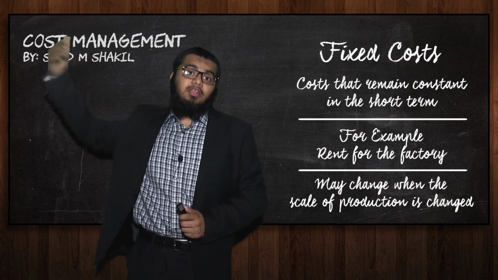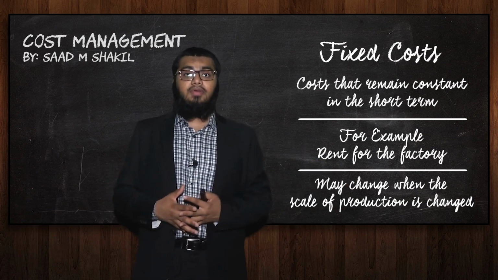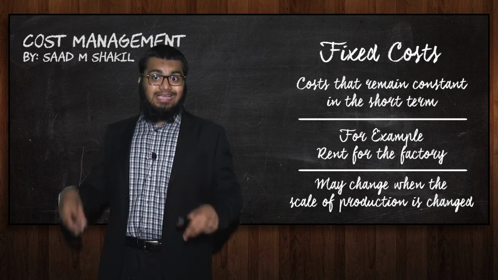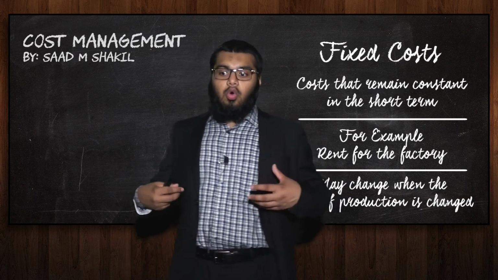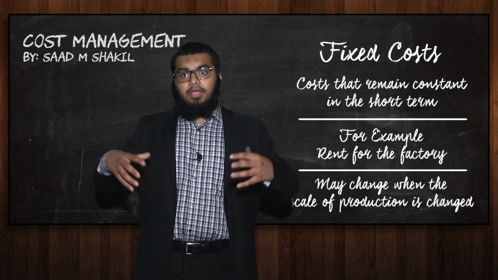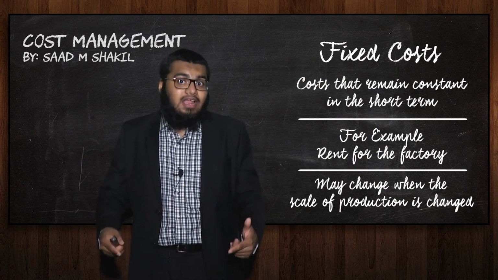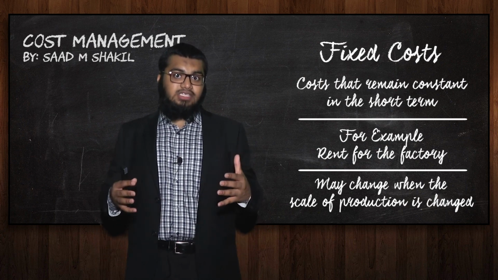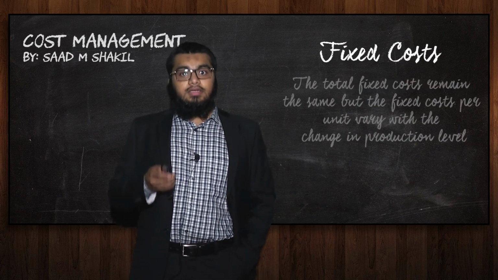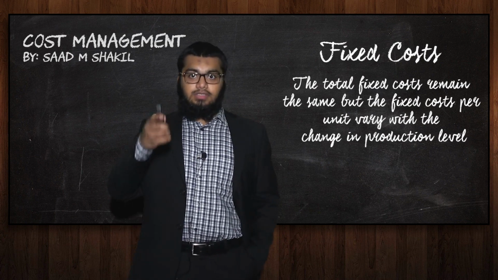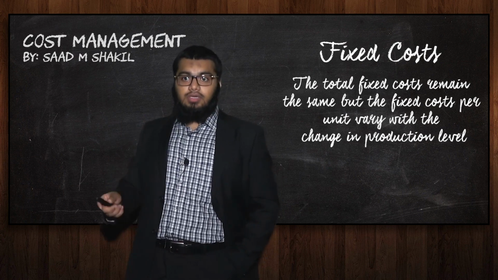But let's say you change the scale of production, wherein you're going to produce perhaps double the quantity that you were producing in the past, and you do not have that capacity in the existing factory. In that case, you would need to rent more premises or increase the size of your factory, or you'd need to basically increase your fixed costs. So in the long term, that means when there's a change in the scale of production, the fixed costs are going to change also. But in the short term, they're going to remain the same. The total fixed costs remain the same. So if the rent of your factory is $50,000, that remains $50,000.